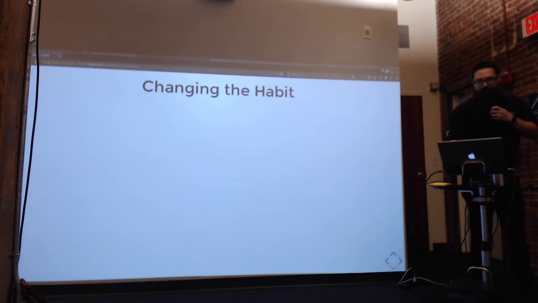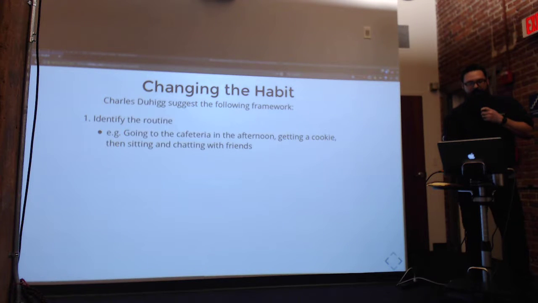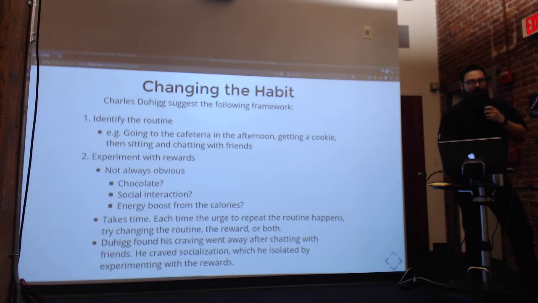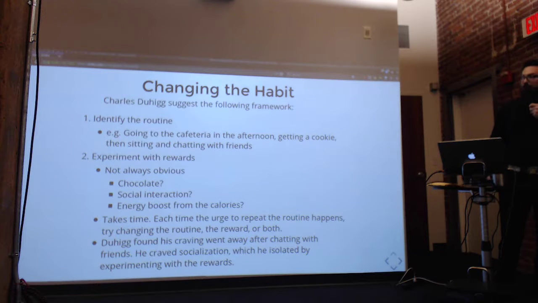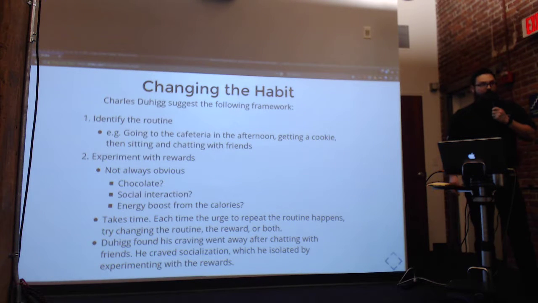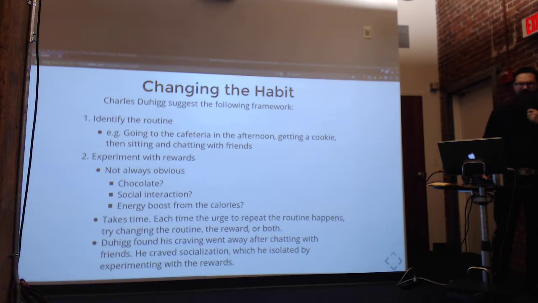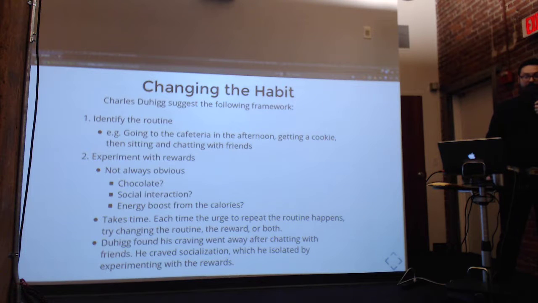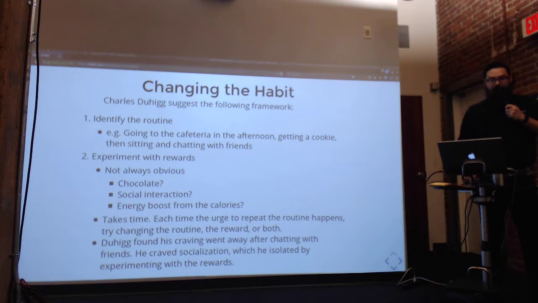So there are ways to change a habit. And the framework that the author of that book described is to identify the routine. For example, he described going to the cafeteria in the afternoon, getting a cookie, and sitting and chatting with friends. Experiment with the rewards because it's not always obvious. In his example, was it the chocolate? Was it the social interaction? Was it the energy boost from the calories? And it takes time too. Each time the urge to repeat the routine happens, try changing one of these factors. Try changing the reward, the routine, or both. And he found that his craving went away by just chatting with friends. He didn't crave the cookie, he wanted the socialization.